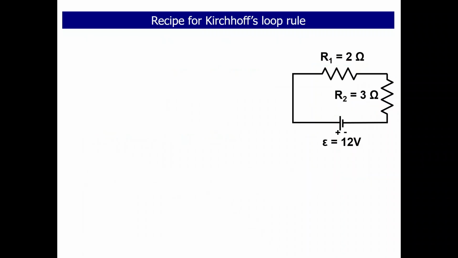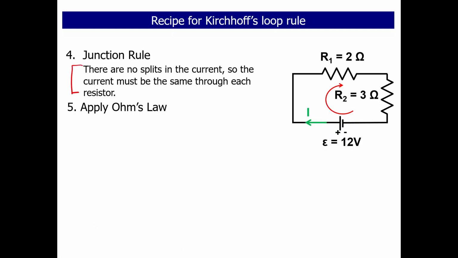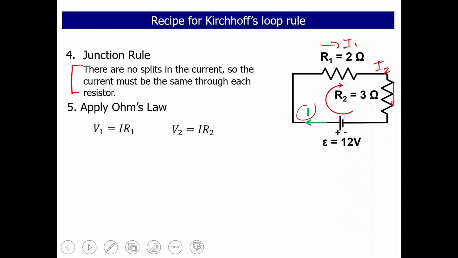All right, so here we're going to continue on. We have our current and our loop direction, and now we need to apply our junction rule. With our junction rule, there are no splits in our current, so the current is the same everywhere. That basically just tells us that I1 and I2 are going to be equal to our original current I. We can then apply Ohm's law to every component in the circuit. So we can define that V1 is I1R1 and V2 is I2R2, but because the currents are the same, we can just call them I.